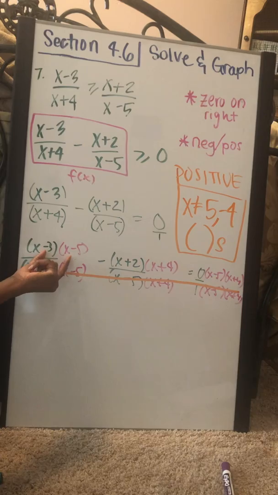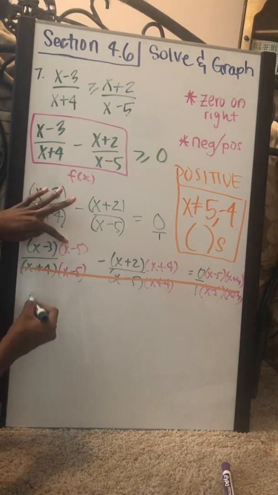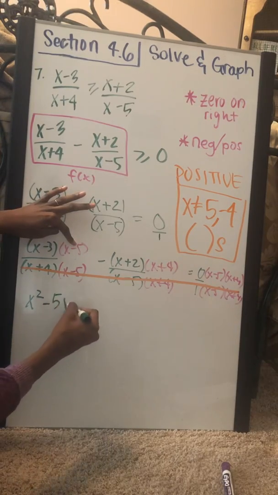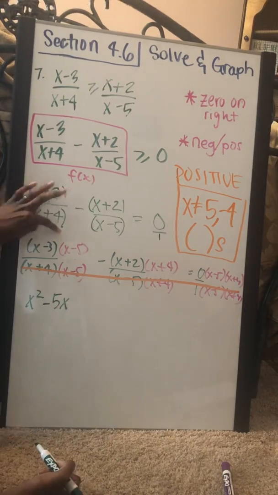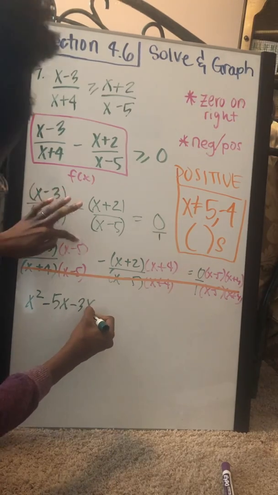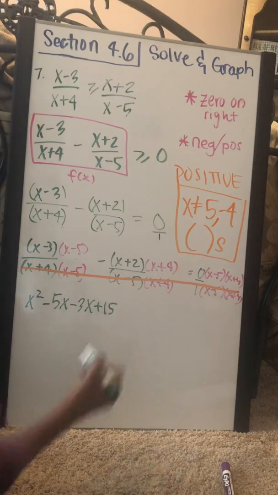So here we're going to use our little magic foil, right? So we do x times x, which gives us x squared. X times negative 5 gives us negative 5x. And then negative 3x. And then negative 3 times negative 5 gives you positive 15.